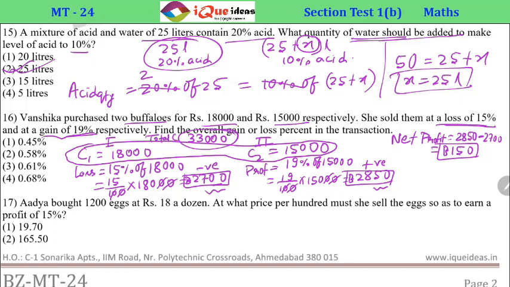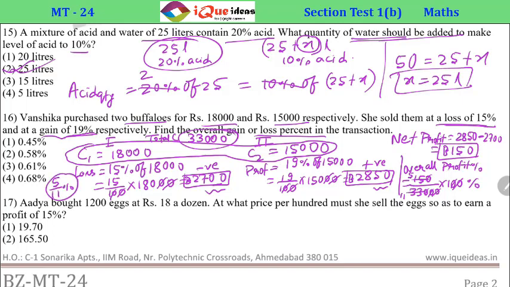Now what is the question asking? Overall gain or loss percentage. So overall, it is a profit in this case. Overall profit percentage will be equal to the profit value 150 divided by the total cost 33,000, into 100. So 0 and 0, 0 and 0 cancel. 15 by 33, divide by 3, so it will be 5 by 11%. So the answer is 5 by 11%.